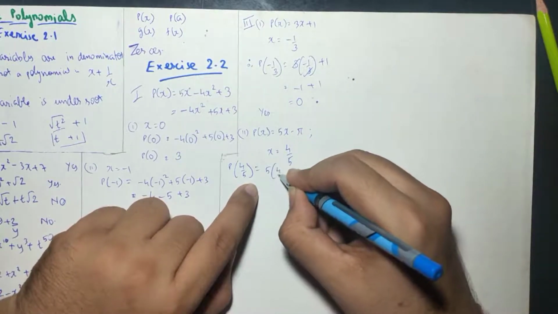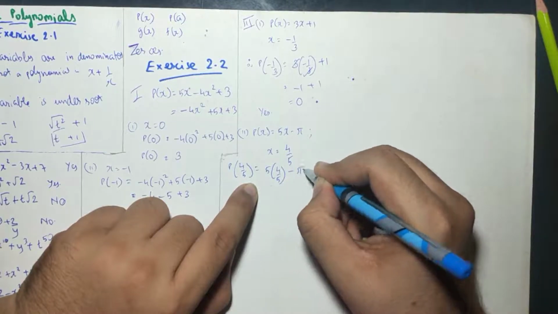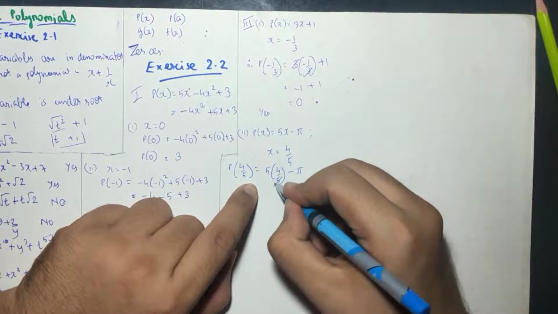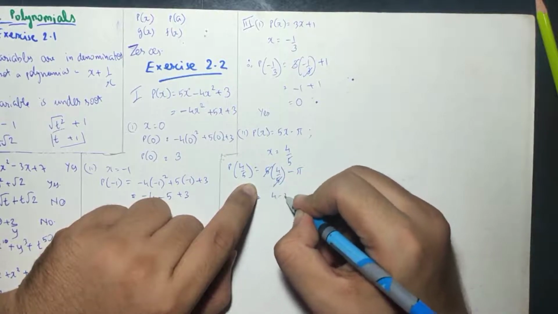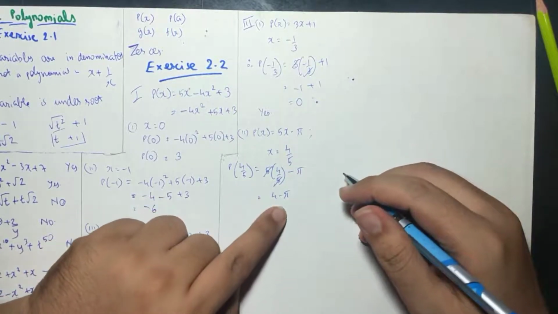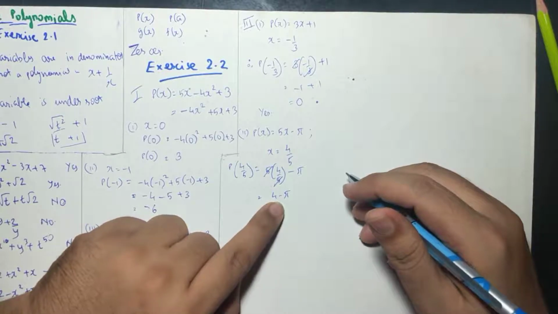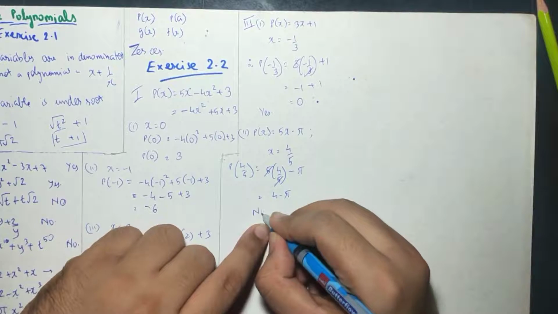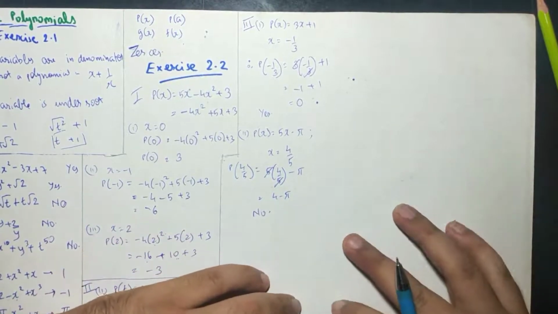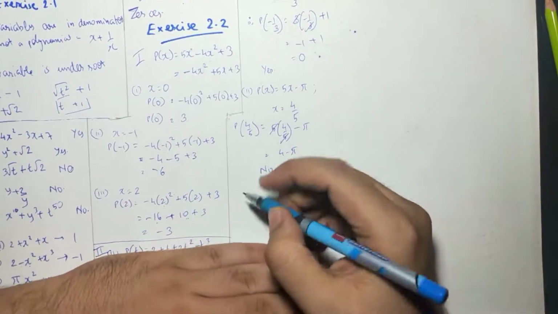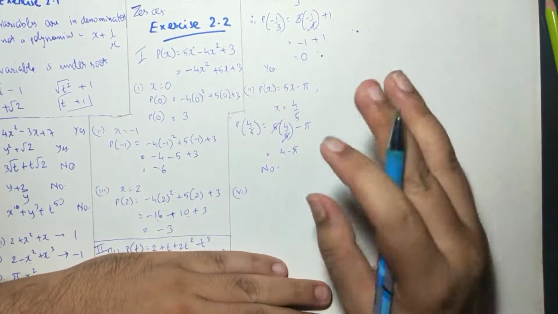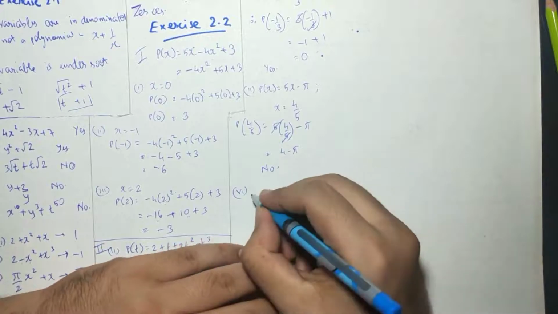So 5 multiplied by 4 by 5 minus pi. I am not changing the value of pi. I am keeping it as it is. 5 will cancel out. This will be 4 minus pi. If you substitute the value of pi also, do you think this answer will come out to be 0? No. So the answer is no. No need to find the exact answer. You can directly write no. Then I am doing the sixth one. Third, fourth and fifth are homework for you.